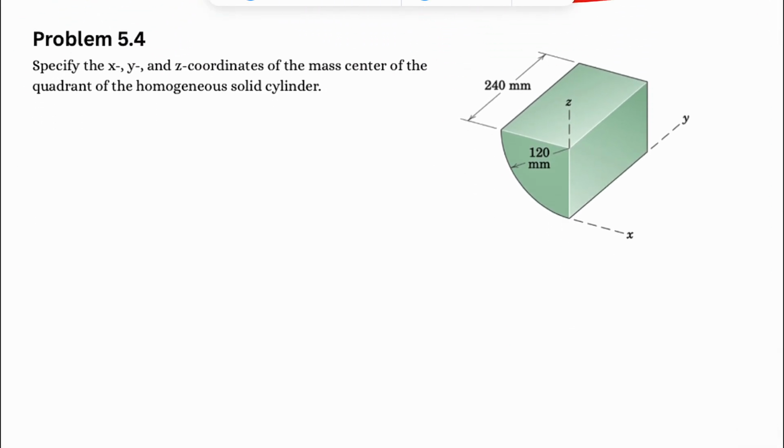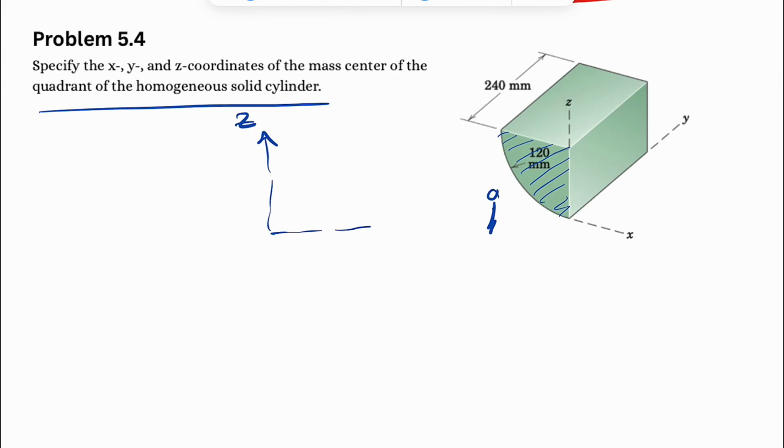Now we have a quadrant of a homogeneous solid cylinder. So we don't have a shell this time. We actually have a solid, a quadrant of the solid cylinder. Now what we have is not what we had in the previous part. If you look at it from here, let's just do the axes. I'm basically looking at it from here, this is our X, and this is actually our origin. So we have something like this.